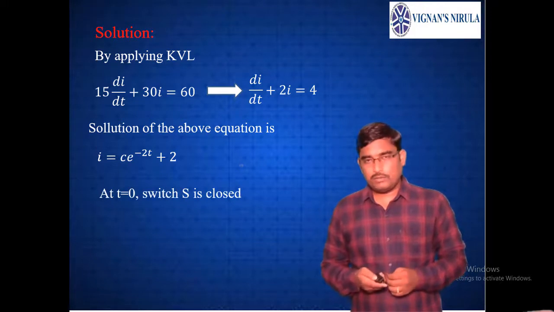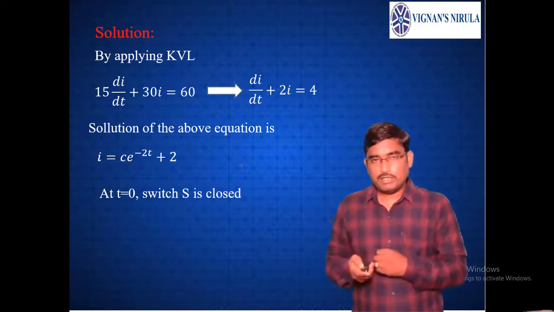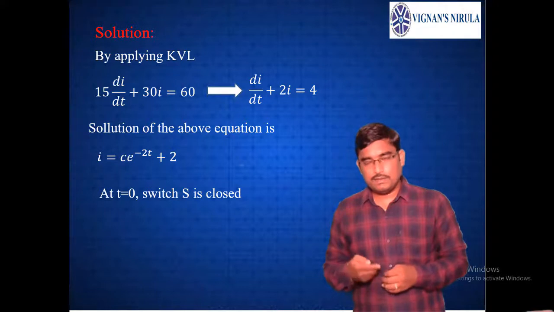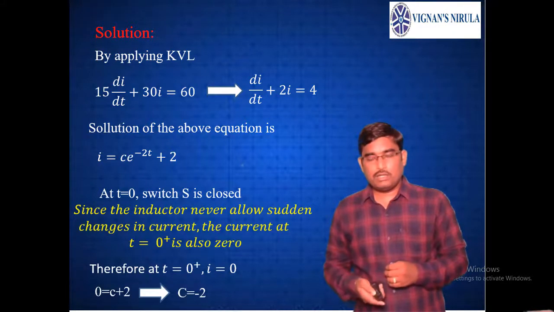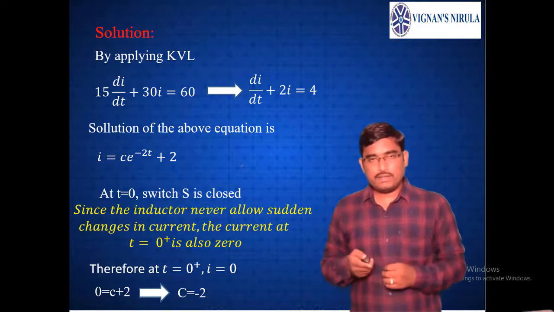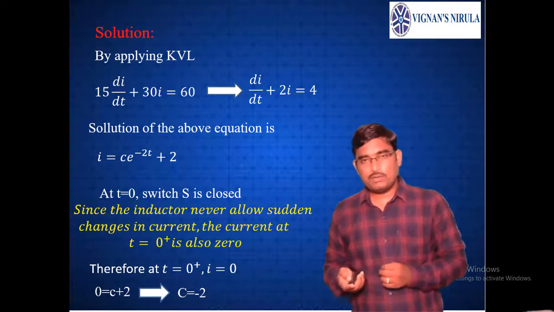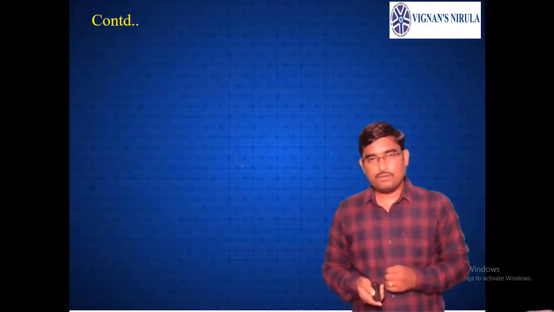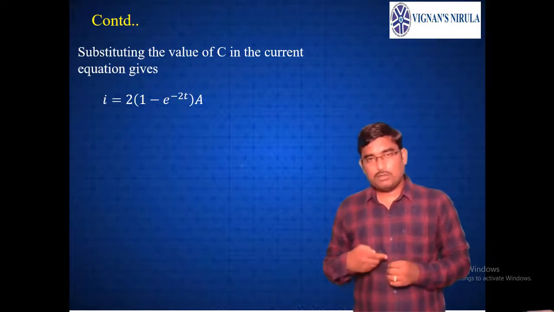Now at t = 0, switch S is closed. In order to get the value of the arbitrary constant c, we need to go for initial conditions. t = 0 is the initial instant of the switching operation. At t = 0, as the inductor does not allow any sudden change in current, the current will be 0. So putting t = 0, I = 0 in the above equation gives c = -2. So finally your current expression will be I = 2(1 - e^(-2t)) amperes.